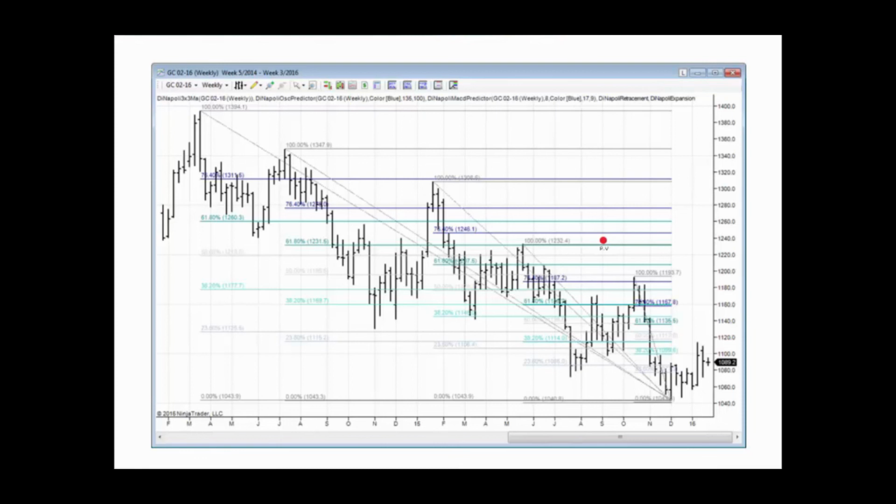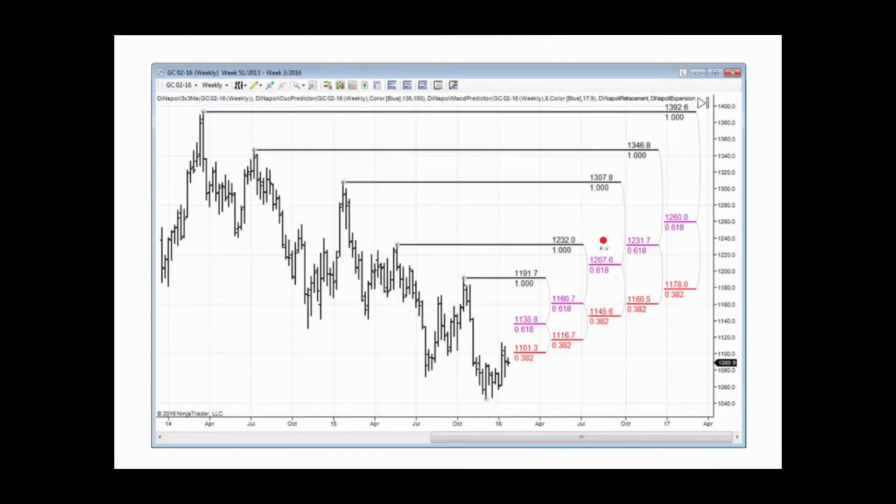Now compare it to this chart. That's how it looks with our Dinapli tools. So it gives you clarity. You don't have all these lines. You can see exactly from which point the F3 and F5 resistance areas are calculated. You can quickly identify confluence around 1160, and also it's very effective.